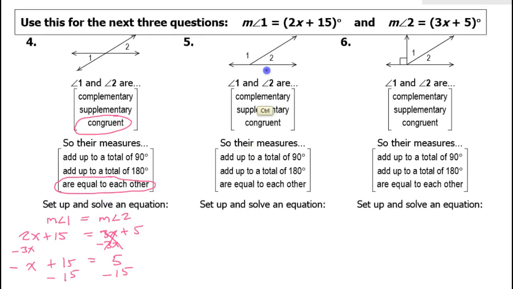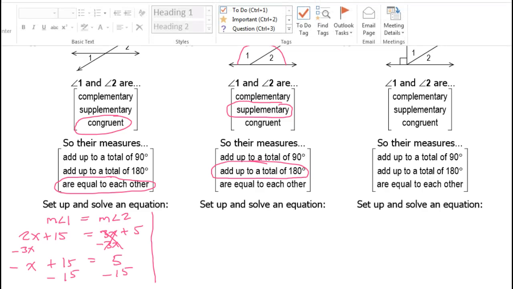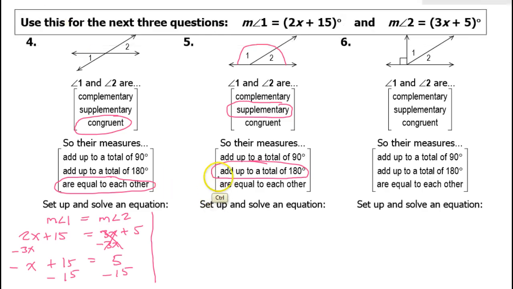Okay, look at problem number 5. Now this is a linear pair, so see how they form a straight line once you put them together? That means they have to add up to 180 degrees. They are supplementary. They have to add up to a total of 180 degrees. I'm going to leave myself a lot of space here. In fact, I think I'll change colors.